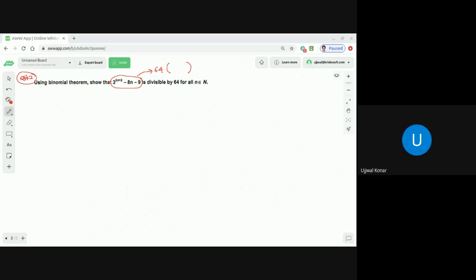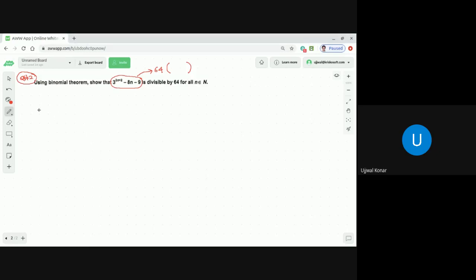Without touching pen and paper, I'm just telling. Similarly, you can think of how we can express 9. 9 is 1 plus 8. After that, you will see that things will get cancelled out and you will end up with 8 square. That should be your thought process. See, giving a solution is not a big deal. How we think that this should be the approach, this is what's important.